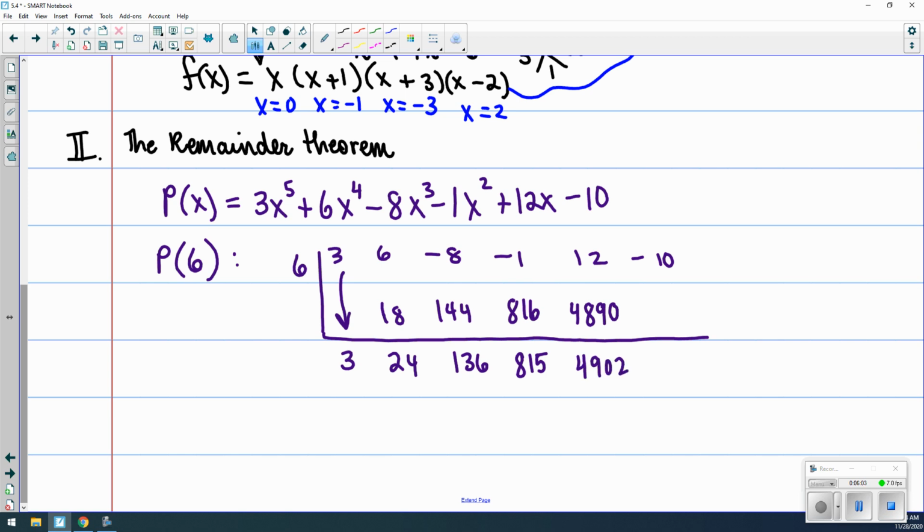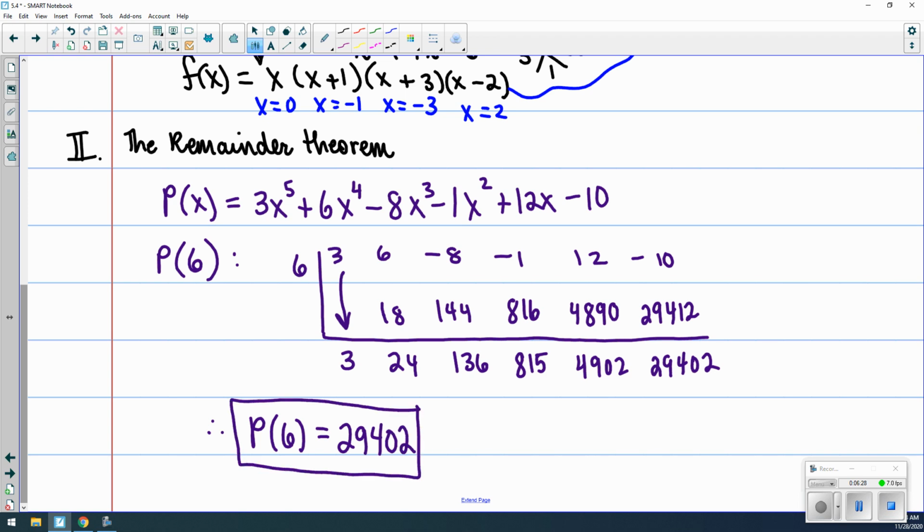4,902. Now we multiply 6 times 4,902, which is 29,412. And then one last addition, 29,402. So after using the remainder theorem, I can say that P of 6 is equal to 29,402. And we're done. Synthetic division is the coolest thing ever.